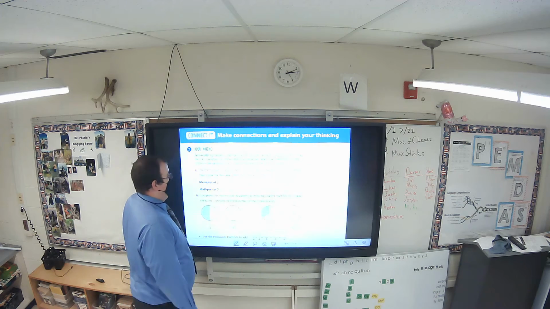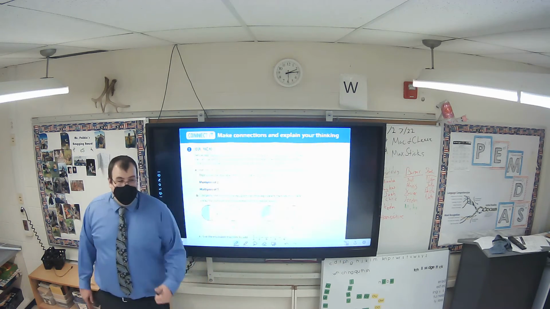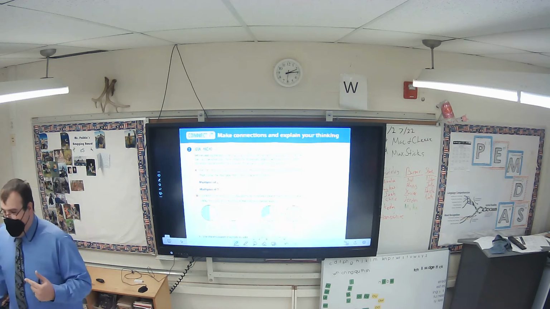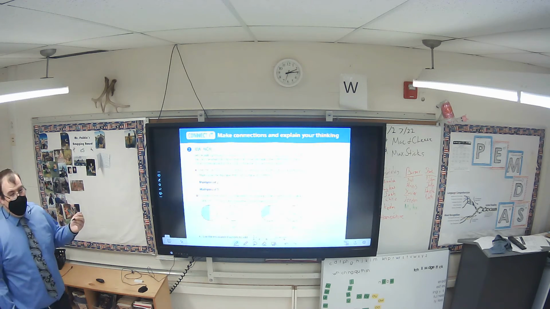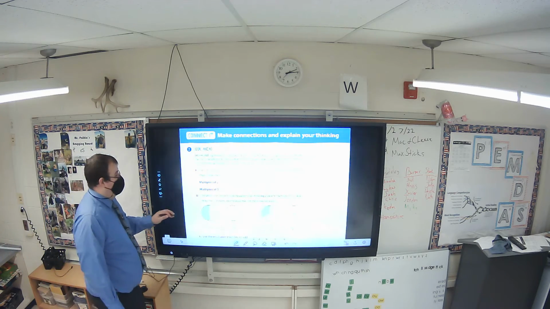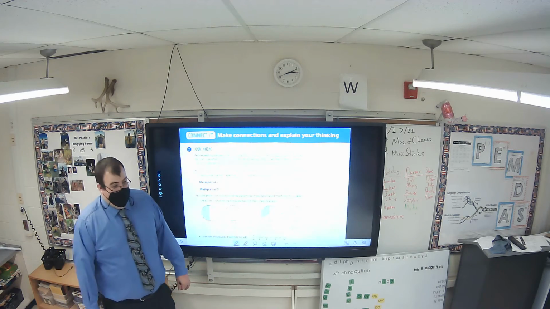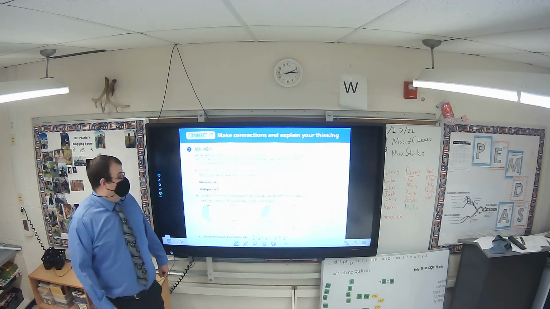Write the next 4 multiples of each denominator. So, we have 1/2 and 1/3. What are my two denominators? What's the denominator for 1/2? 2. What's the denominator for 1/3? 3. Alright, let's list the next 4 multiples of each.